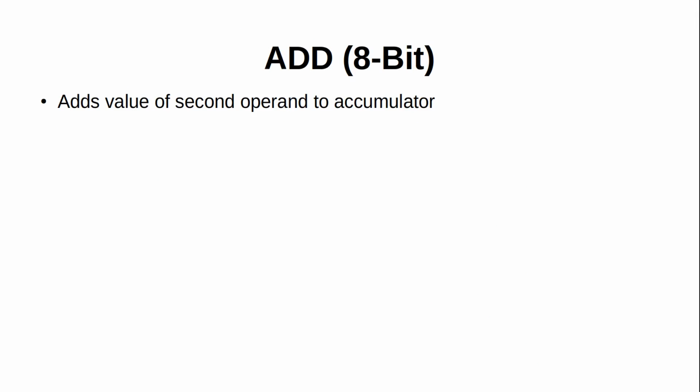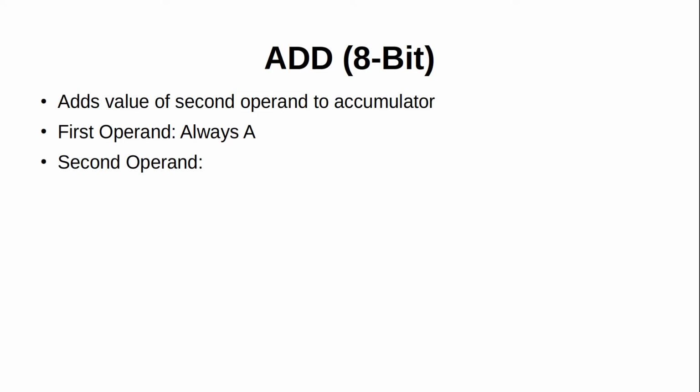The add instruction is pretty self-explanatory. It can do either an 8-bit or a 16-bit addition, adding the value of the second operand to the first. For 8-bit adds, the first operand can only be A, so the accumulator will contain the sum after the addition happens. The second operand can use a few different addressing modes, starting of course with register, where you can specify any of the general-purpose 8-bit registers, including A itself.